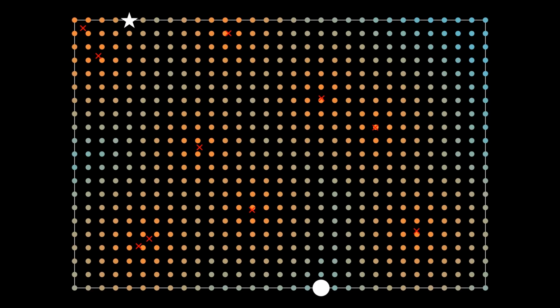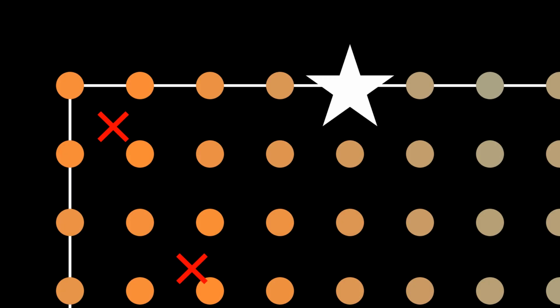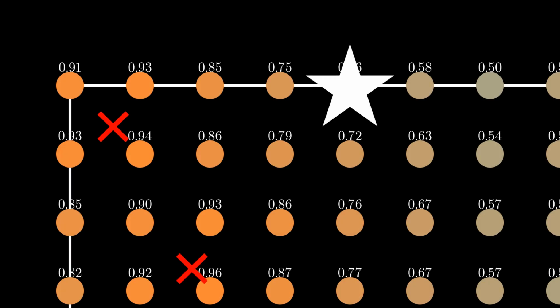Now that we have the cost of each node, the next step is to define a way to traverse these nodes. So let's zoom into a corner here. Here, the cost of each node are these. We can start traversing the node grid using the edges connecting the nodes.